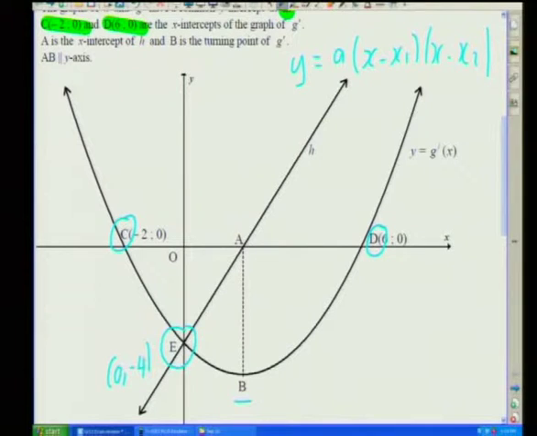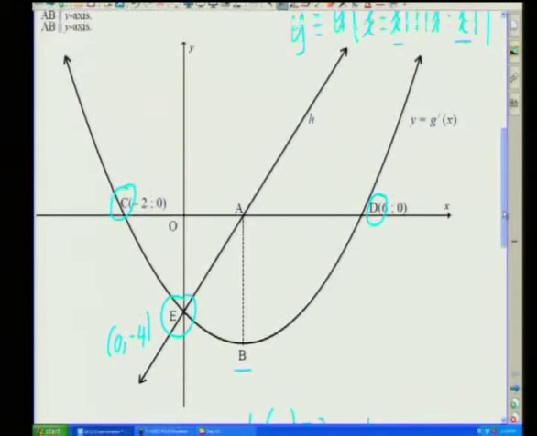y is equal to a times (x minus x1) times (x minus x2). All right, guys, and remember the x1 and the x2 here, those are your x-intercepts. When you find the equation of the parabola, you need to have your x-intercepts if you're going to use this formula. You'll also need another point on the graph, which we have. So we've got x-intercepts and another point on the graph, therefore we can use that formula.